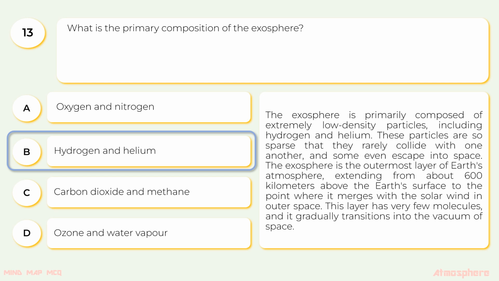The exosphere is the outermost layer of the Earth's atmosphere, extending from about 600 kilometers above Earth's surface to the point where it merges with the solar wind in the outer space. This layer has very few molecules and it gradually transitions into the vacuum of space.